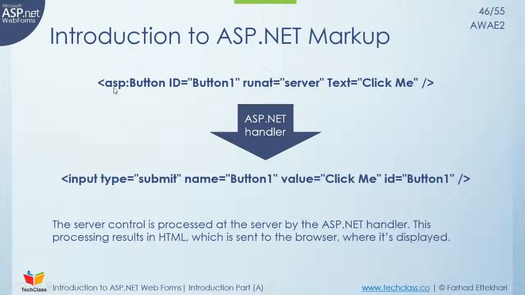So as you can see here, we have this button control. The identification for this button is button 1, so later in our code behind section we can have access to this button with this ID. And we have to always mention run at server for our controls. And here's also the text value that we selected to be written on top of this button as click me text. So now if we look at it here, it's also really similar to the one we wrote here. The name is button 1, the value is click me, and the ID is also button 1.